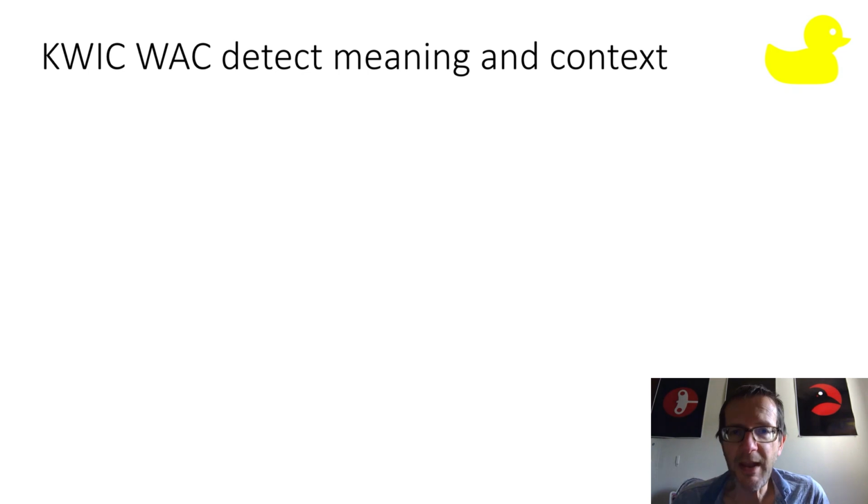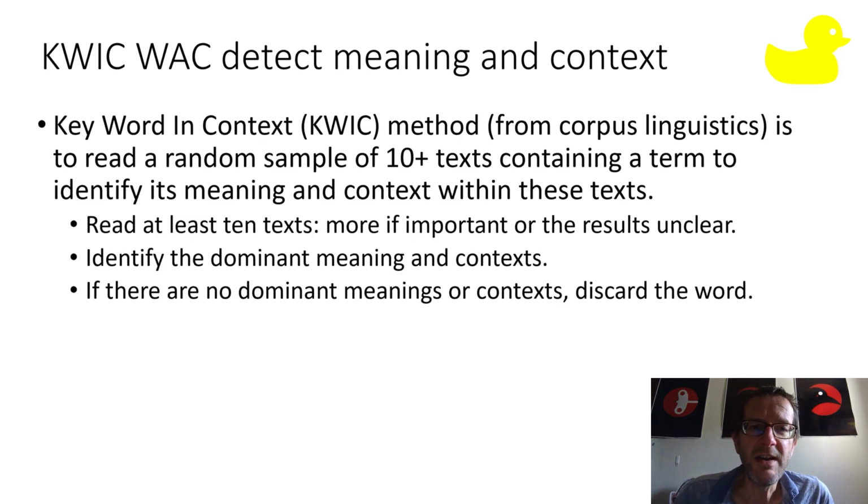So we're detecting the meaning and context with the quick whack method. Keyword in context, or KWIC, is a standard, very old method from computational linguistics, I think about 30 to 40 years old. It's a nice acronym: keyword in context, quick. Essentially it means you read a random sample of 10 or more texts containing the term to identify its meaning and context from these texts. So it's what I've been talking about for the last 10 minutes.